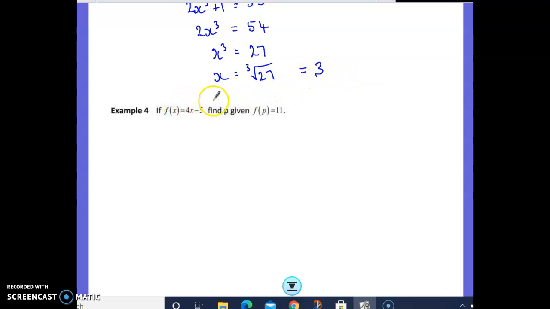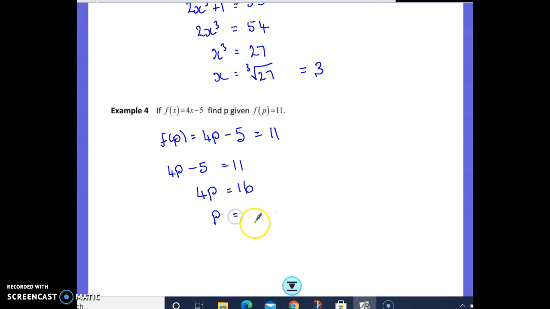If f of x equals 4x minus 5, find p given that f of p equals 11. So f of p, I replace my x with p, is 4p minus 5, but it's also 11. That was a bad 5, let's try that one again. So I want to solve this part here. So we get 4p minus 5 equals 11. Here I've got a minus 5. It's going to come over and become plus 5. 11 plus 5 is 16. I've got 4 lots of p, so I want p just on its own. 16 divided by 4 is just 4.